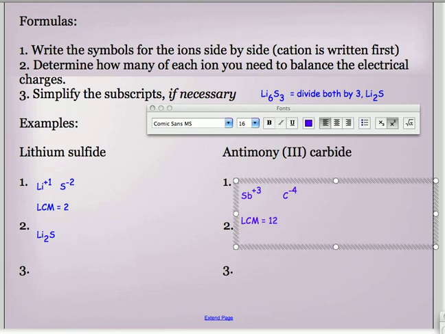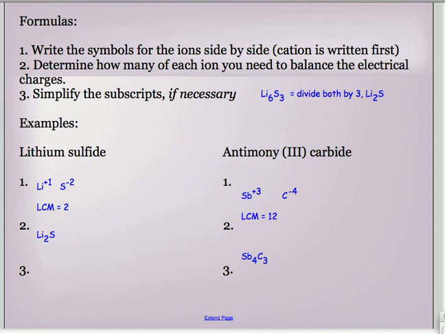So what you do is you say, okay, what do I have to multiply antimony by to equal 12? And you should say, hopefully, 4. And then you do the same thing for your carbide. What times −4 will add up to −12? And that means we need a 3. Step 3, remember, you check to make sure it's already as low as it can go. There's nothing we can do. So we are done.